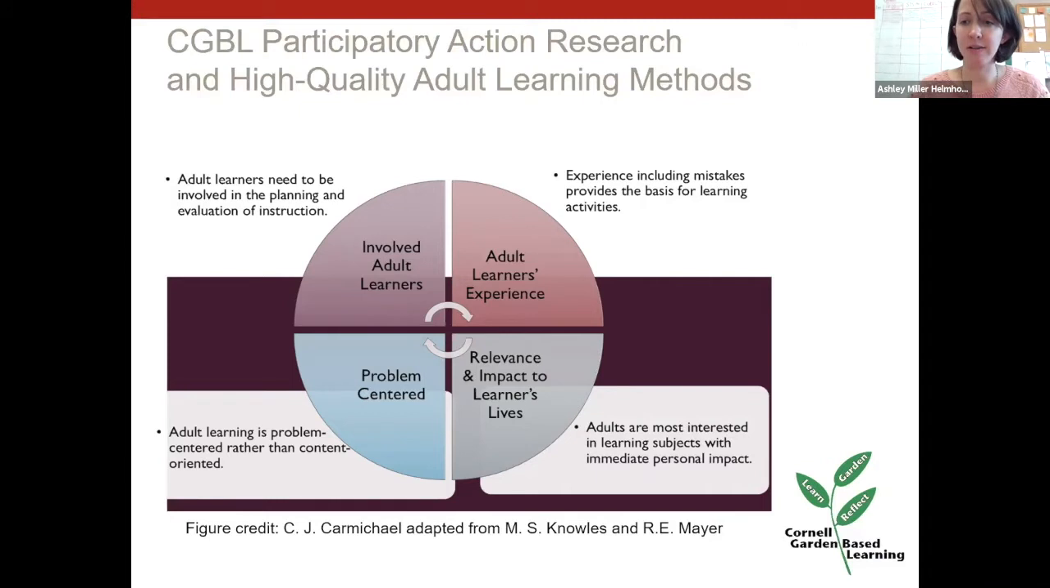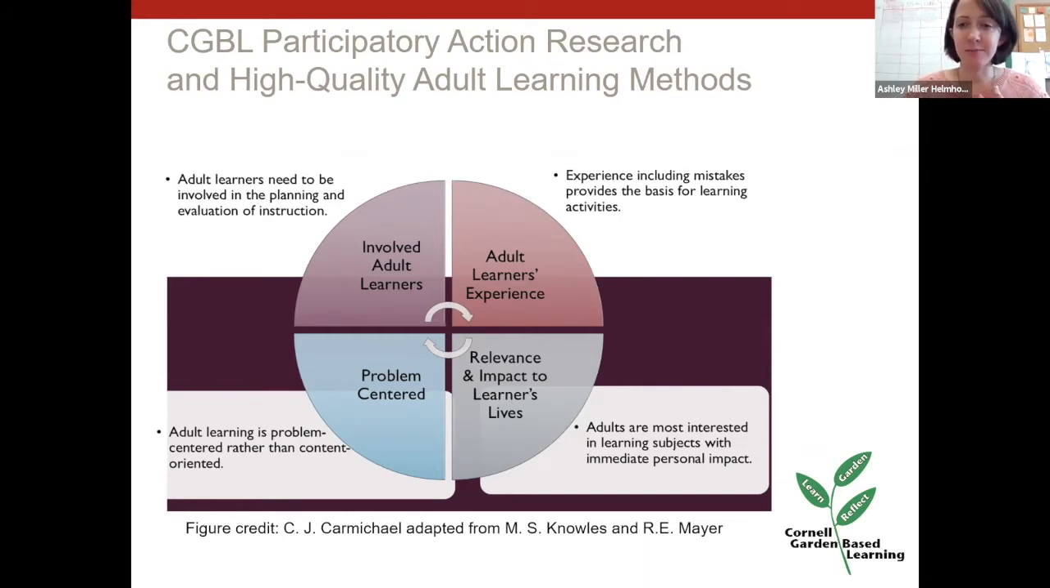And then the problem-centered piece of this project-based learning is really all about addressing an issue that comes from the learners, the adult learners themselves, and having it be impactful to their lives. And of course, being involved in that process is really key. So in participatory action research, we're involving adults in developing the questions and addressing any issues with solutions that they are really helping to generate.